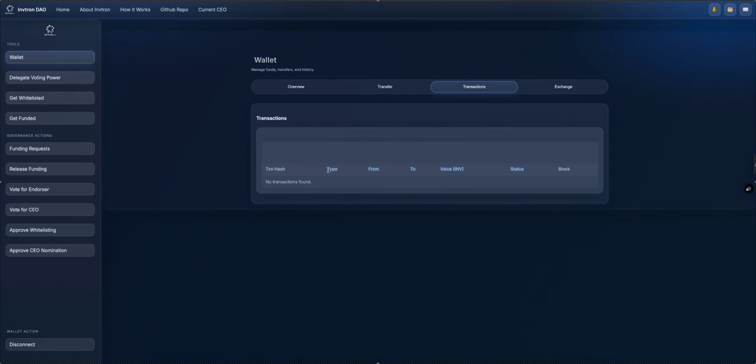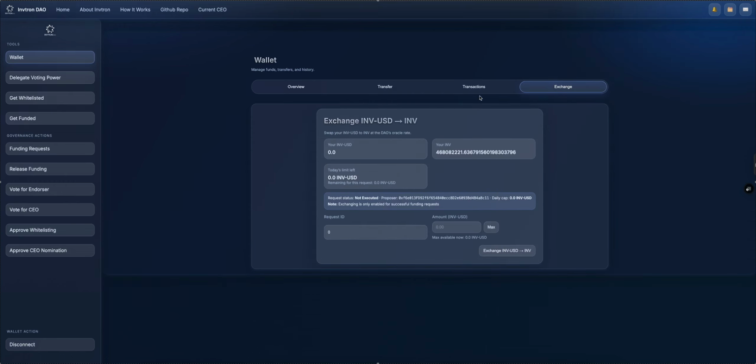Of course, here are the transactions of this certain wallet, incoming and outgoing transactions. And we have here the exchange. The exchange is not like a standard exchange that you think about. This exchange is internal for the ecosystem. It exchanges one token to another token, which is INV USD to INV.